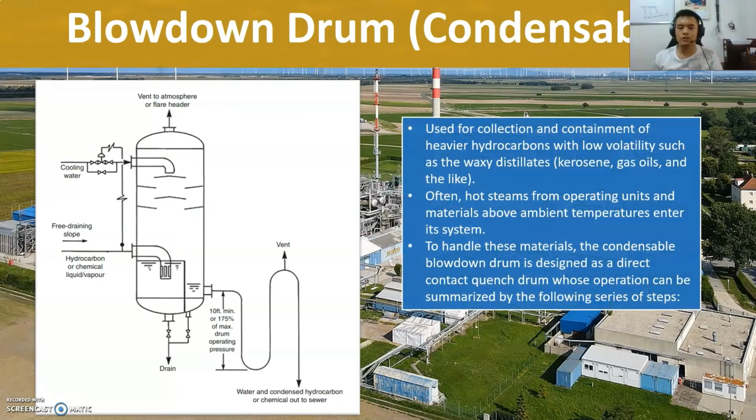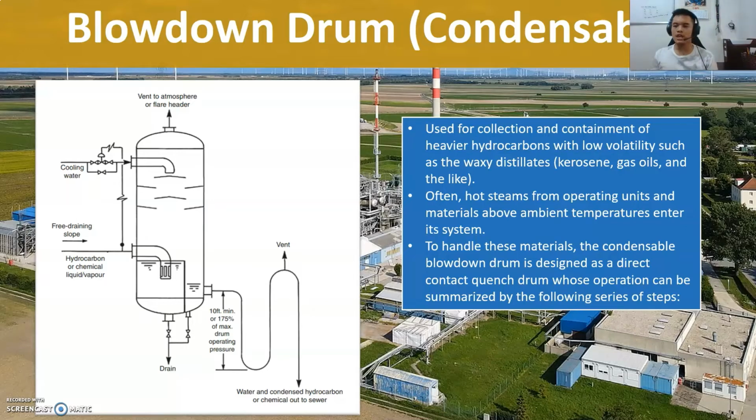Its counterpart configuration is the condensable blowdown drum. Compared to the non-condensable one, which is a horizontal tank, the blowdown drum for condensable configuration is a vertical tank, and it is used for the collection and containment of heavier hydrocarbons with low volatility, such as waxy distillates, kerosene, gas oils, and the like. Often, hot steam from operating units and materials above ambient temperatures enter its system, and to handle these materials, the condensable blowdown drum is designed as a direct contact quench drum, whose operation can be summarized by a series of steps, which will be discussed later on.